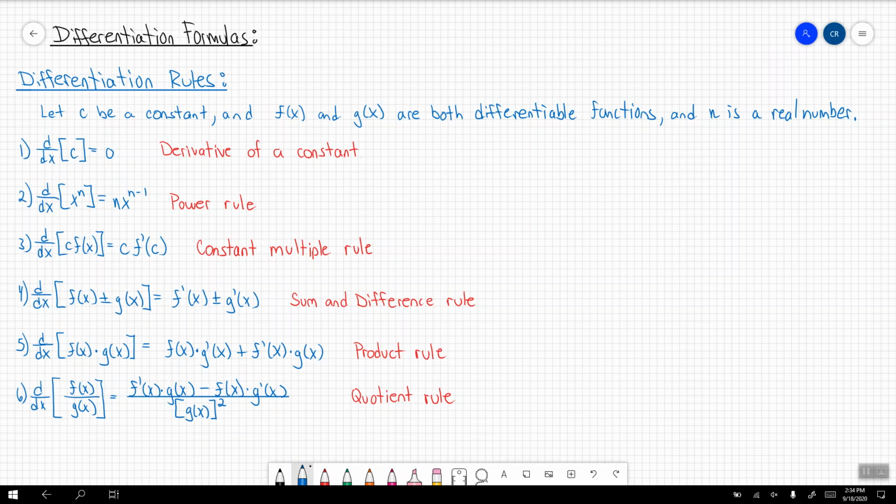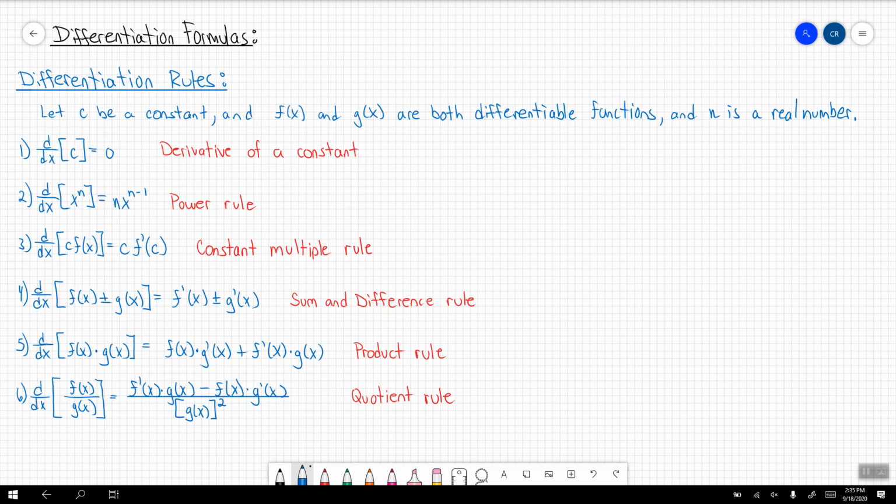Hi everyone, welcome back. In today's lesson we're going to be talking about differentiation formulas. And these differentiation formulas are going to help us streamline the whole derivative taking process. So we're going to be able to take derivatives faster without having to rely on that limit definition that could potentially make them take longer.